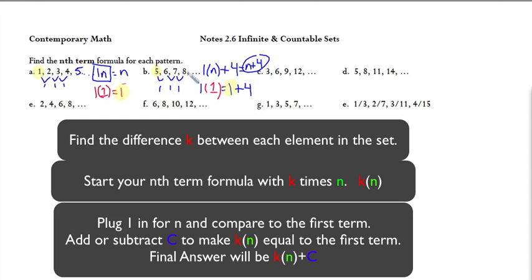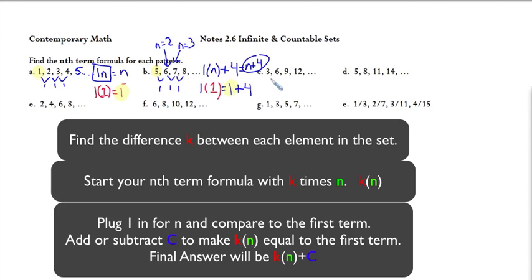Now we can test this with other terms. So for instance here n equals 2. So when n equals 2, we should get 6 out of our formula. So we plug 2 in right here. 2 plus 4 is 6. It works. We could try it for another one. Here n equals 3. So 3 plus 4 is 7. And we got 7. So on and so forth.